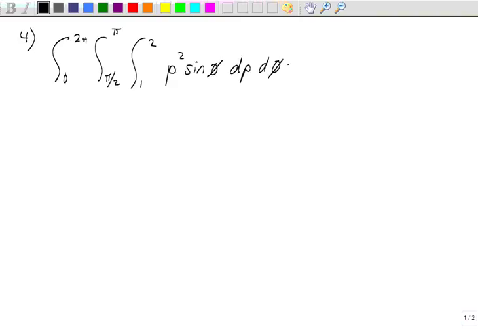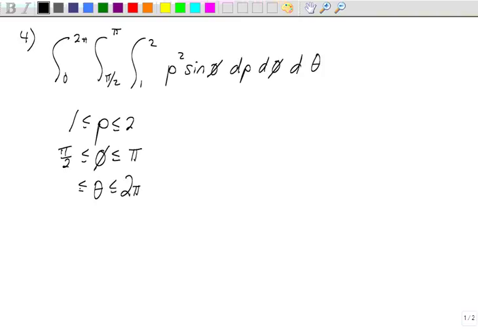And number 4, same thing, I'm supposed to sketch that region. And it does represent a volume because in both cases, in the first case, the function was 1, and in this case, the function is 1. So it does represent a volume. So rho is between 1 and 2. So that's like a radius. Phi is between pi over 2 and pi. And theta is between 0 and 2 pi.